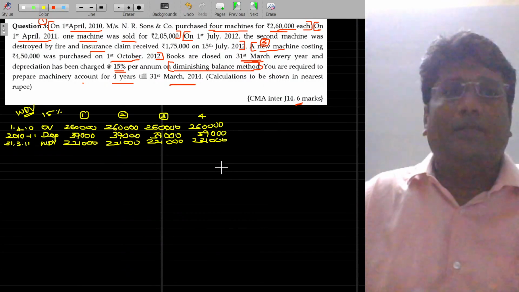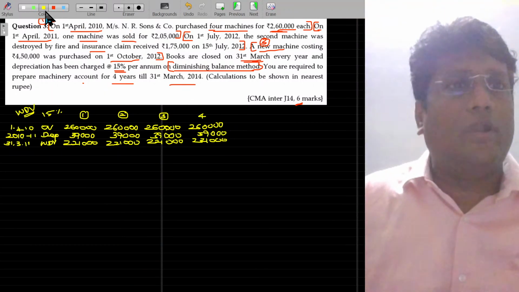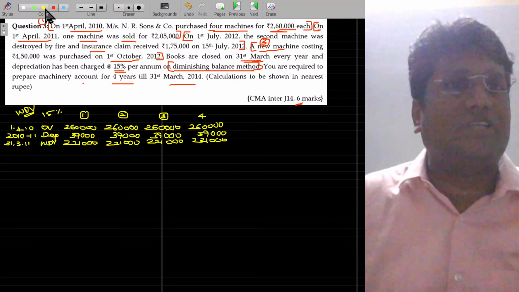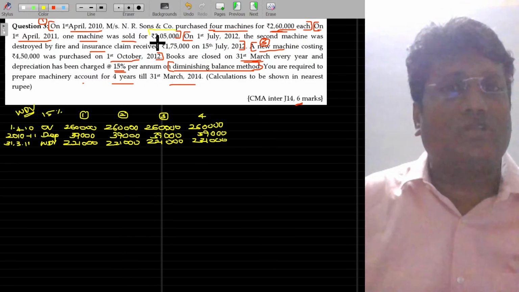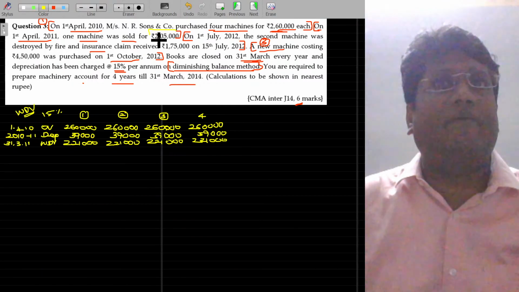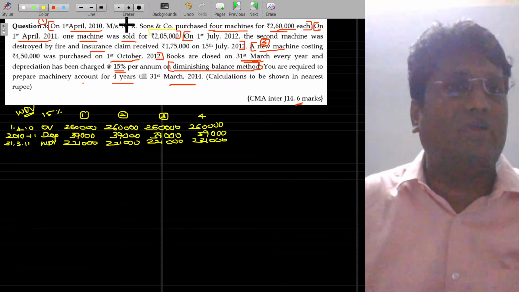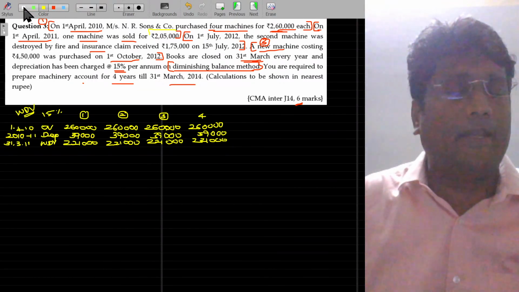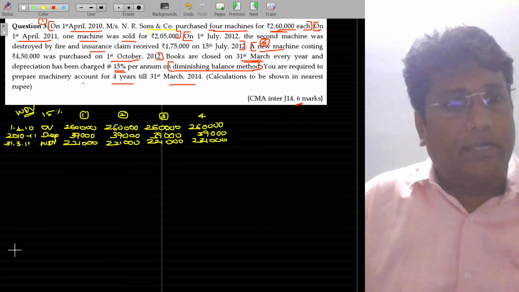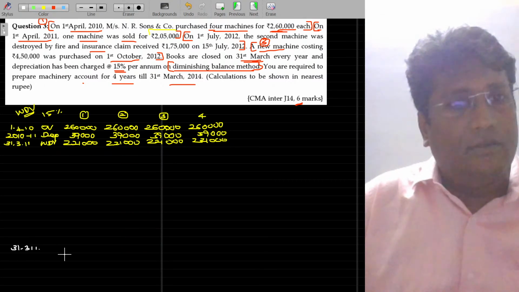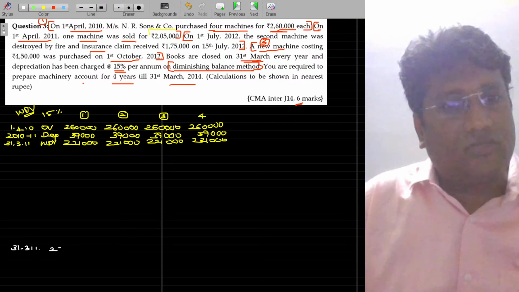In the second year, on day one itself, I assume that the first asset is sold. Sold for how much? 2 lakhs 5,000. If any asset is sold, it's better to have a separate working note for that. Whenever we sell any asset, you can work it out separately. Now, as on 31/3/11, the WDV being 2 lakhs 21,000.